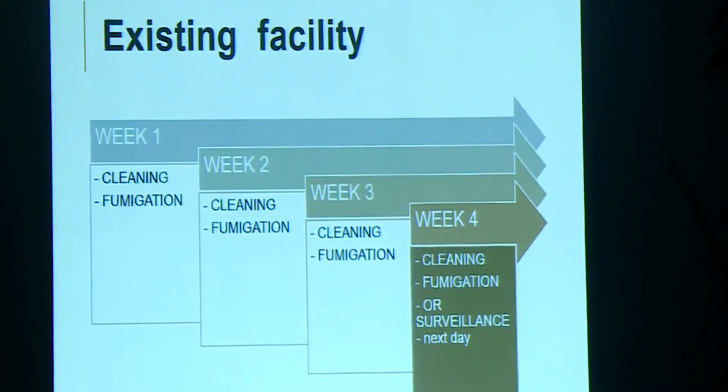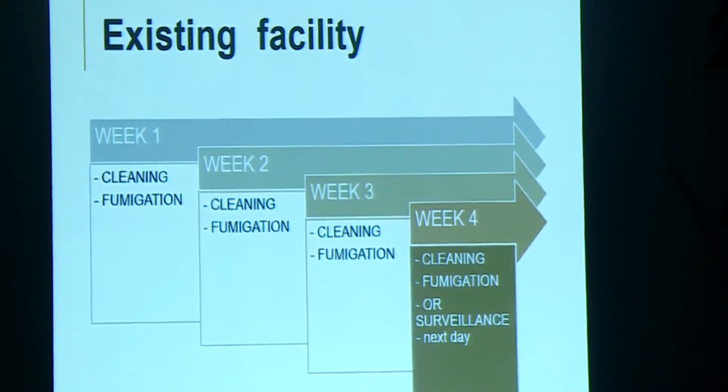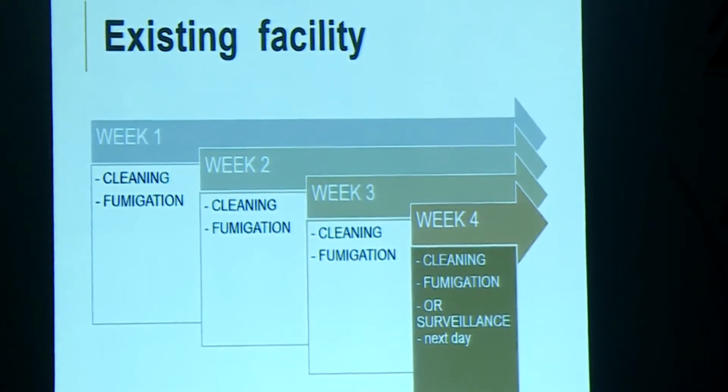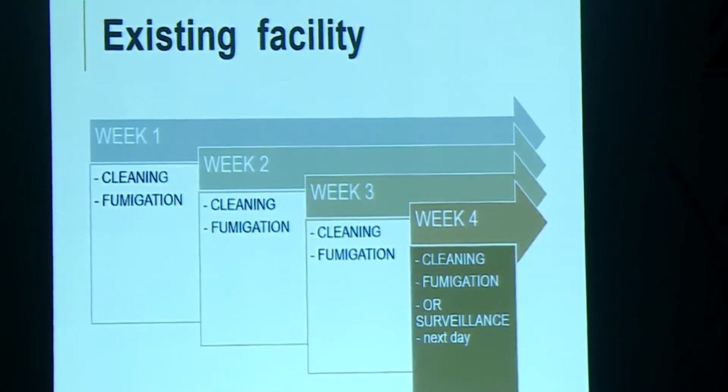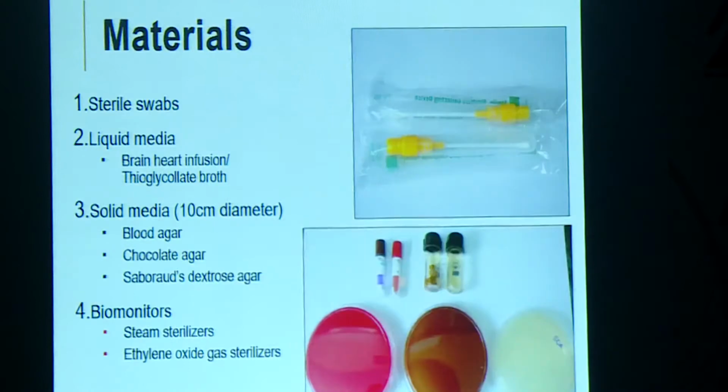And for existing facilities, you would be doing a cleaning and fumigation in a week or on a daily basis, whatever is your schedule, and you can do the OR surveillance once or twice a month. Twice a month becomes expensive, and logistics, everybody may not have access to a microbiological lab, so once a month is also acceptable.